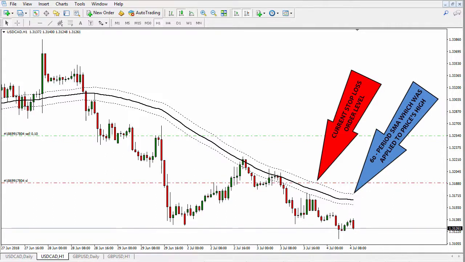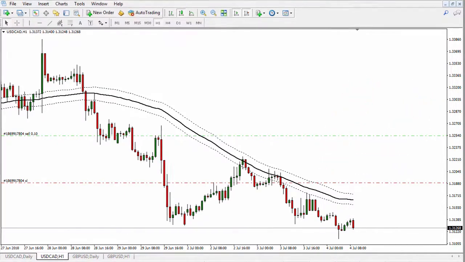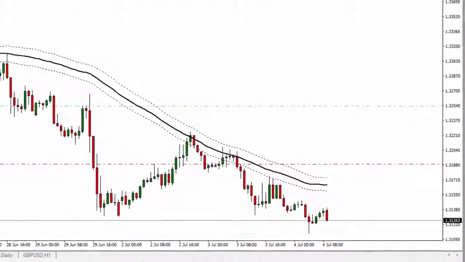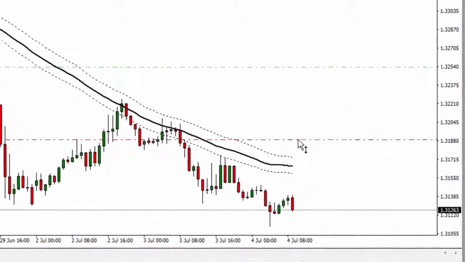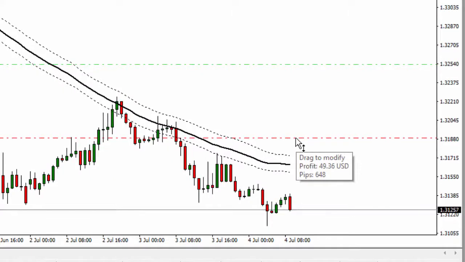Therefore, I'm going to move this short trade stop-loss order from its current location to the new price level where it's supposed to be located at, using the 1-hour time frame of the USD CAD currency pair right away. As it is now, my guaranteed profits from this short trading position stands at about 64.8 pips.